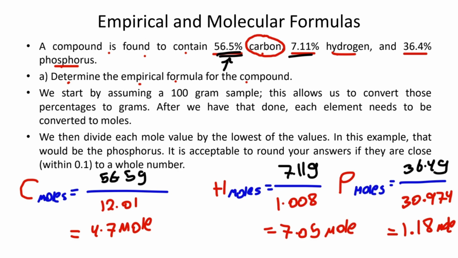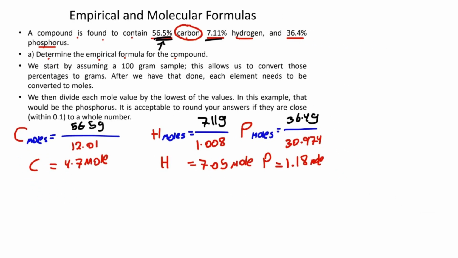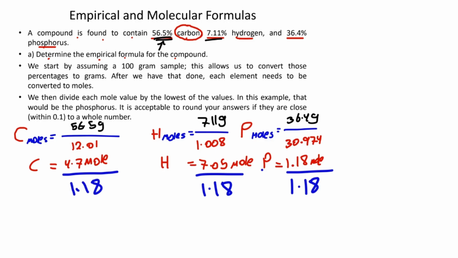This is for carbon, this is for hydrogen, and this is for phosphorus. The last step, in order to find the empirical formula, is to divide using the smallest mole number. The smallest mole number here is the phosphorus number. So we are going to divide all these elements using the mole number of the phosphorus, which is the smallest, which is 1.18, 1.18, and 1.18. So carbon will be, hydrogen will be, and phosphorus will be.